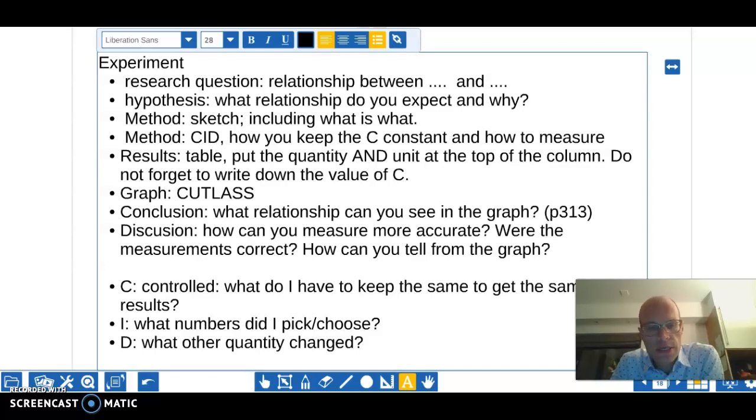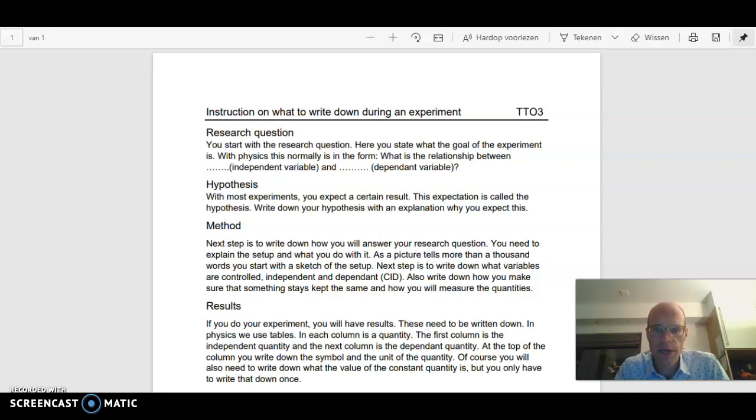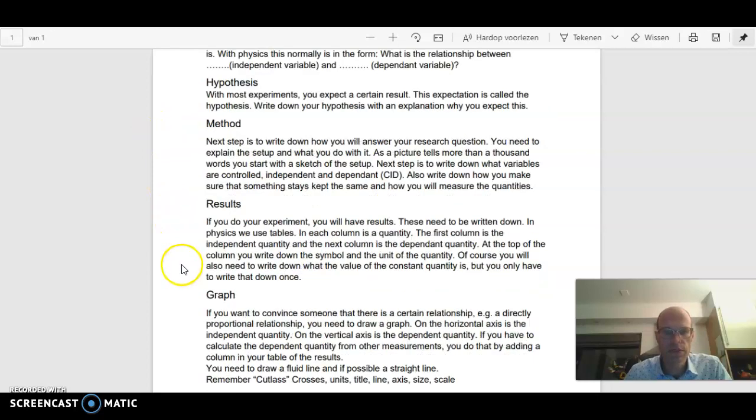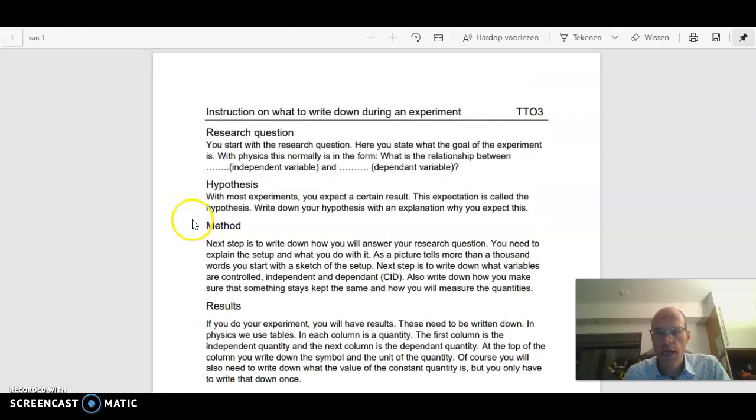And just to help you as well, I will also give you this piece of paper that is already online as an attachment to the ensemble. It basically says what each step is. There are a few steps: a research question, hypothesis, method, results, graph, conclusion, and discussion. And I'm going to mark all the different things and then give some marks.